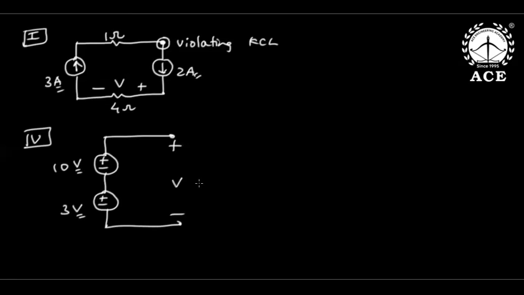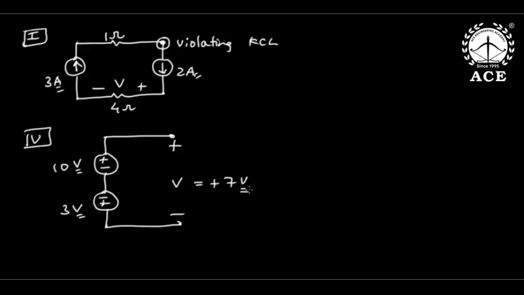Now suppose I reverse this polarity, like I put minus here, plus here. Then V is how much? Minus 7, because if you write a KVL, minus 3 plus 10 plus V is 0, so V is minus 7. Suppose I reverse this polarity also, minus plus. Then V is minus 13. Finally, if I reverse this, this is plus and this is minus, V is plus 7 volts.